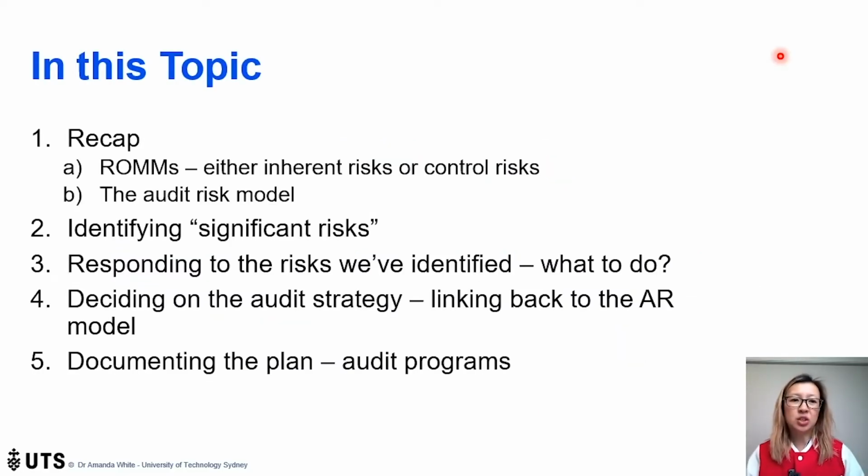So what am I going to cover in this topic? Well, we're going to do a little recap first of the previous 3 topics about our risks of material misstatement. Then we're going to look at the audit risk model. We're going to talk about identifying what the standard calls significant risks. We're going to look at how we then respond to the risks that we've identified. We've identified these risks, what do we do with them? And then look at planning our audit strategy, linking that back to the audit risk model, and then documenting our work in something called our audit program. Designing and executing those programs is what is coming up in module number 4, which is about gathering evidence.